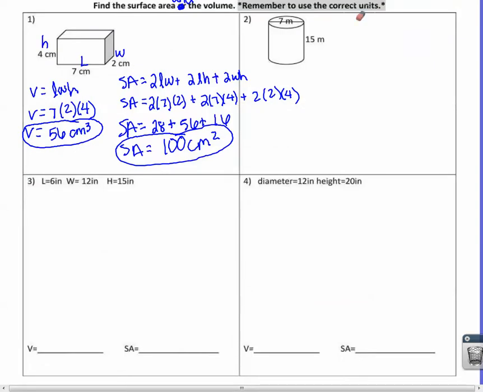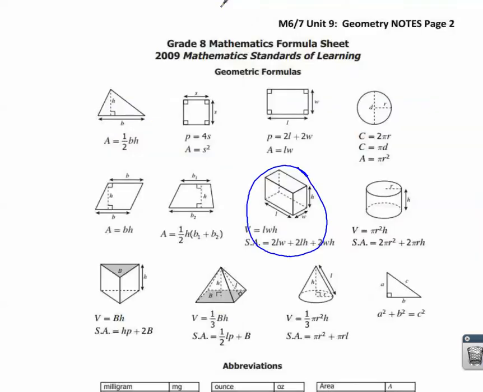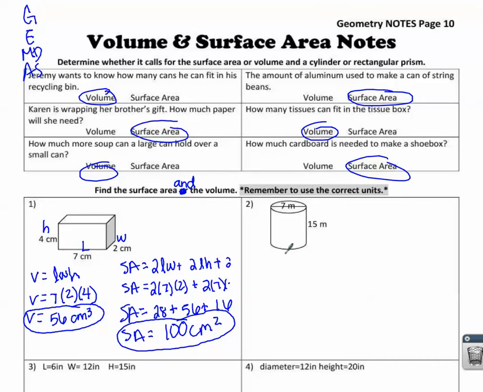Now let's look at example 2. I'm going to erase this since I ran over into this box. This is a cylinder, so you want to go back to your formula sheet, find the cylinder, which is here, and you want to look at your formula. It's volume equals pi r squared times h. So when I come back here, I'm going to write that down. Volume equals pi r squared times the height.